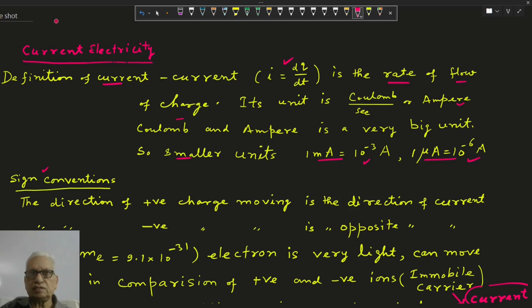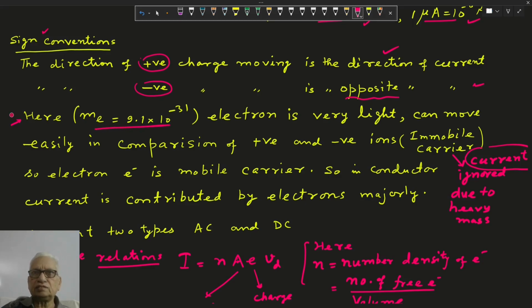Sign convention: the direction of positive charge moving is the direction of current, and the direction of negative charge moving is the opposite direction of current. Mass of electron is 9.1 into 10 to the minus 31 kg. Electron is very light, so it can move easily in comparison to positive and negative ions, which are called immobile carriers. Very light particle, mass is less, so it's called mobile carrier. Current is mainly contributed by the electrons.